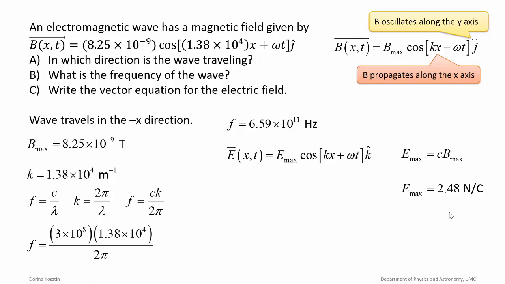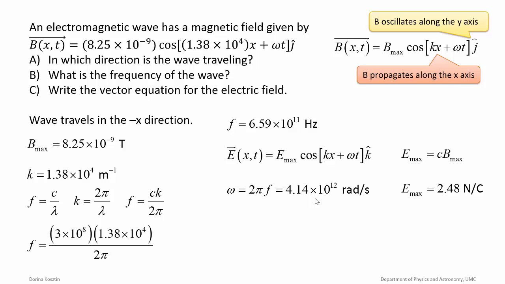The angular frequency omega is related to the frequency of the wave as 2 pi times the frequency. And if we multiply the frequency, which we just found as being 6.59 times 10 to the 11 Hertz, with 2 pi, we get that the angular frequency omega is 4.14 times 10 to the 12 radians per second.